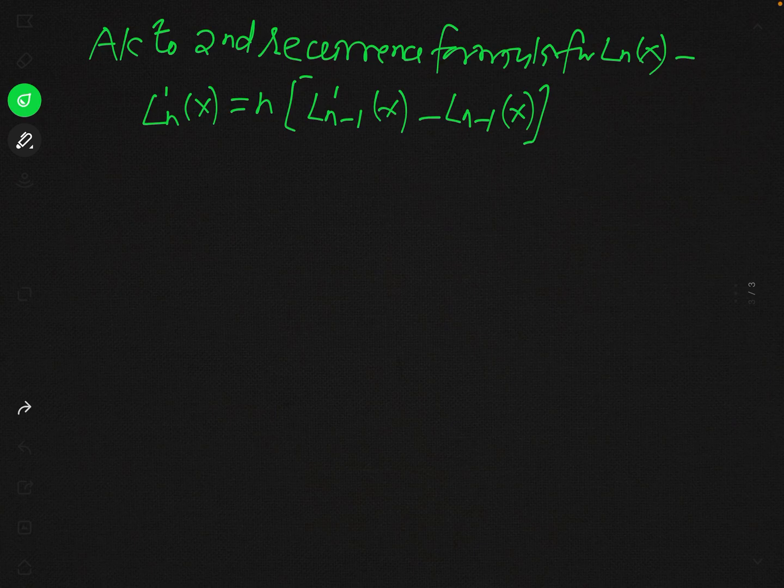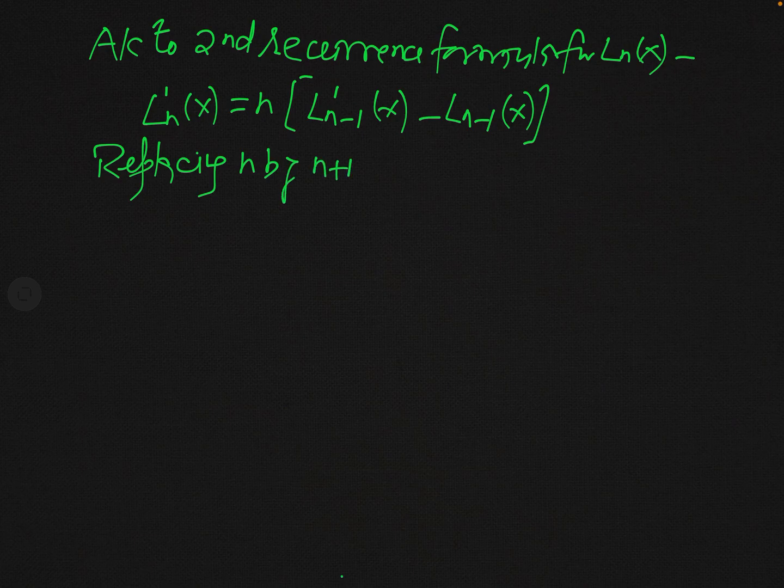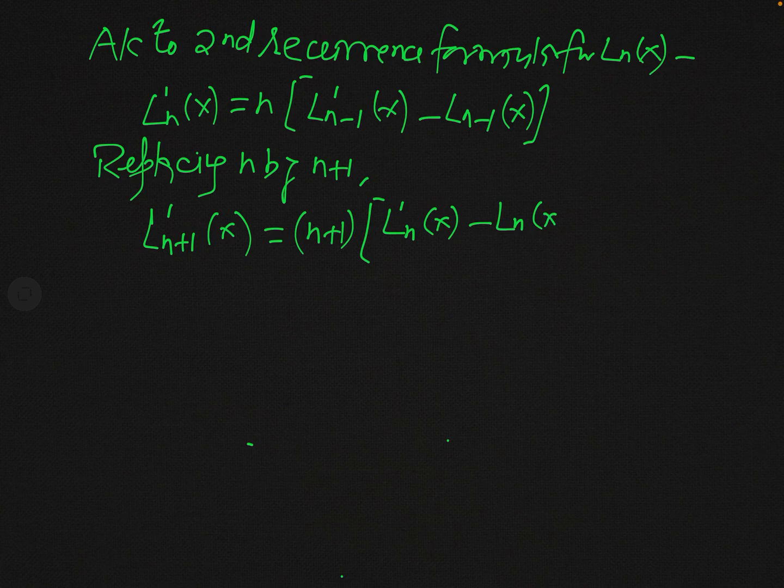Now we will replace n by n plus 1 in this equation. When you replace n by n plus 1, what will be the result? You can see easily in LHS there will be L_{n+1}'(x), and that is equal to (n plus 1), because n is replaced by n plus 1, times (L_n'(x) minus L_n(x)), since n minus 1 will now be n. This result has been obtained simply by replacing n by n plus 1 in this second recurrence formula.